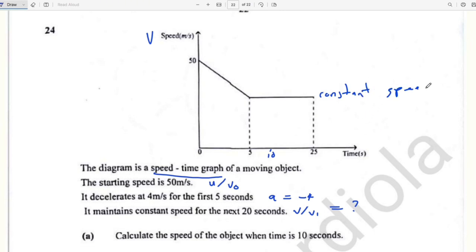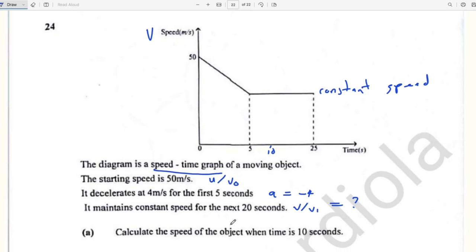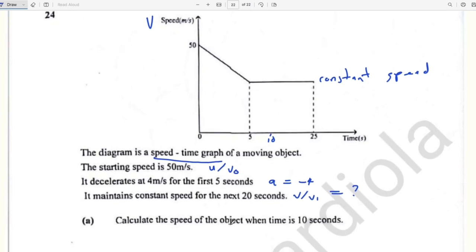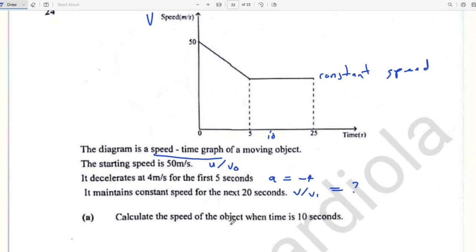So we can say that the acceleration is equal to minus 4. Okay, so now we want to calculate the final speed. We've been given the initial speed, which is 50. The final speed we do not know. We call it V or V1, depending on the equation which we will use. And the acceleration is negative because it is decelerating. And the time is 5 seconds. So the speed when t is equal to 10 seconds is the same as the speed when t is equal to 5. So we can use this equation. Let's first put what we have.